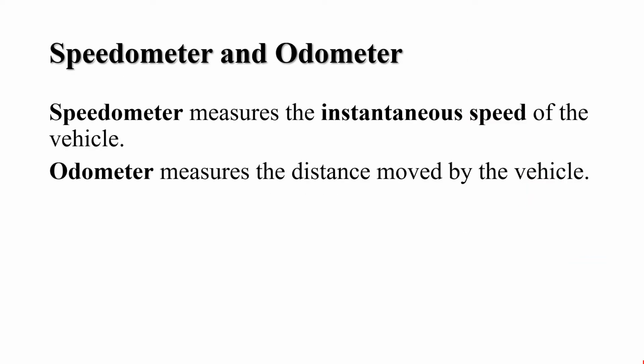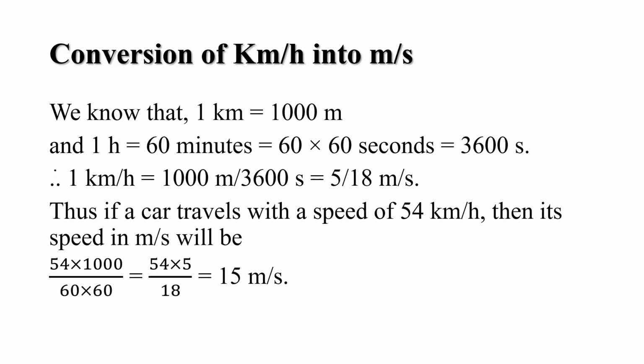And students, now let us understand the terms speedometer and odometer. Speedometer and odometer are two types of meters which are installed in motorbikes and motor vehicles. The speedometer measures the instantaneous speed of the vehicle, while the odometer measures the distance moved by the vehicle.